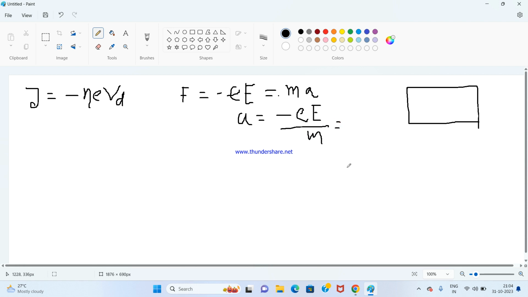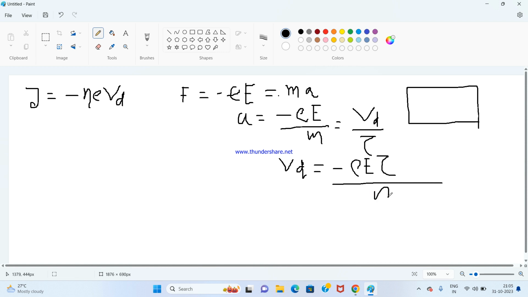What is acceleration? Acceleration is nothing but the change of velocity with respect to time. Here the velocity is the drift velocity, and let us take the time as tau, which is called the relaxation time. That means the mean time for the electron to travel from one end to another end of the metal piece. Now we can find the expression for drift velocity: v_d is equal to minus eE into the relaxation time by the mass of the electron.